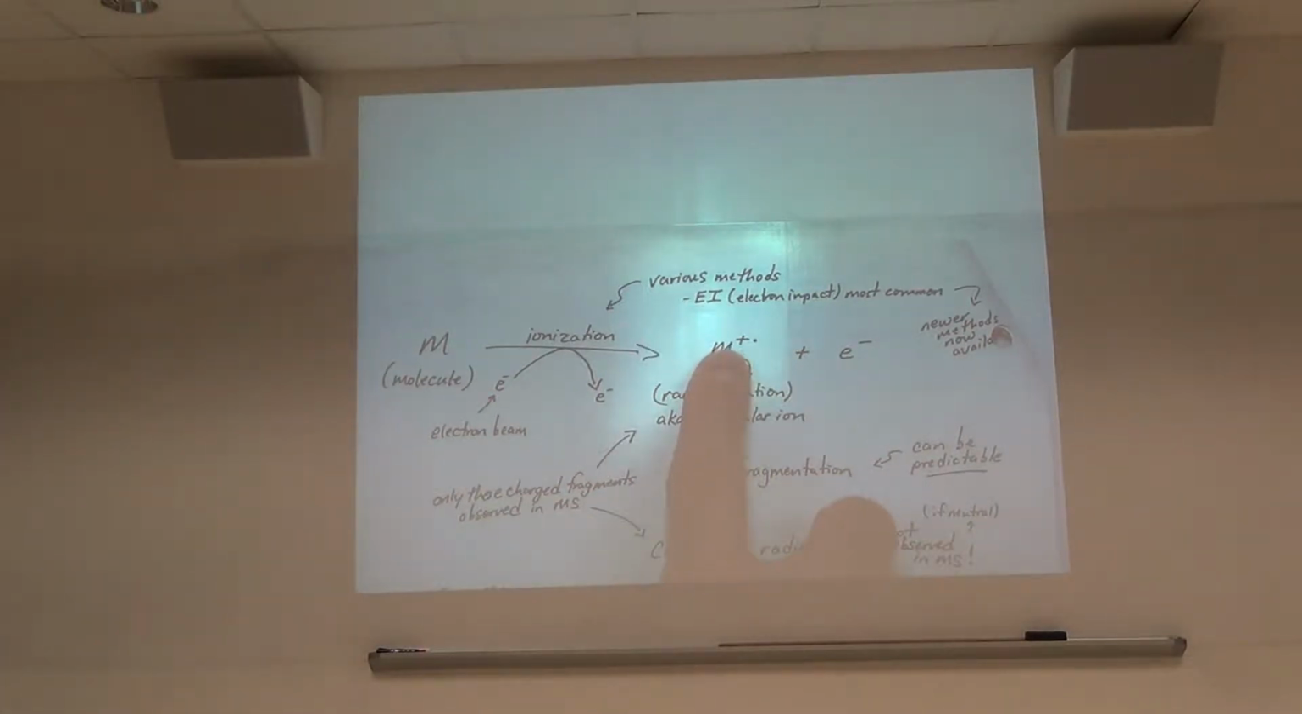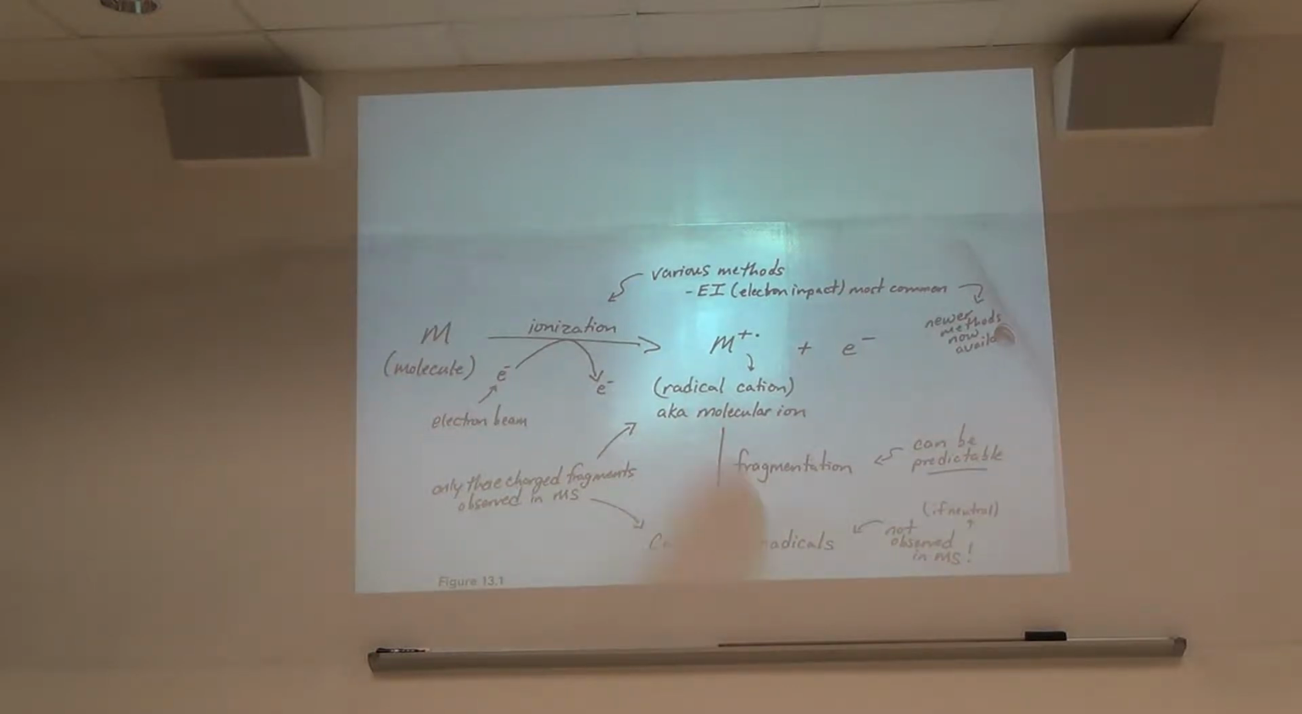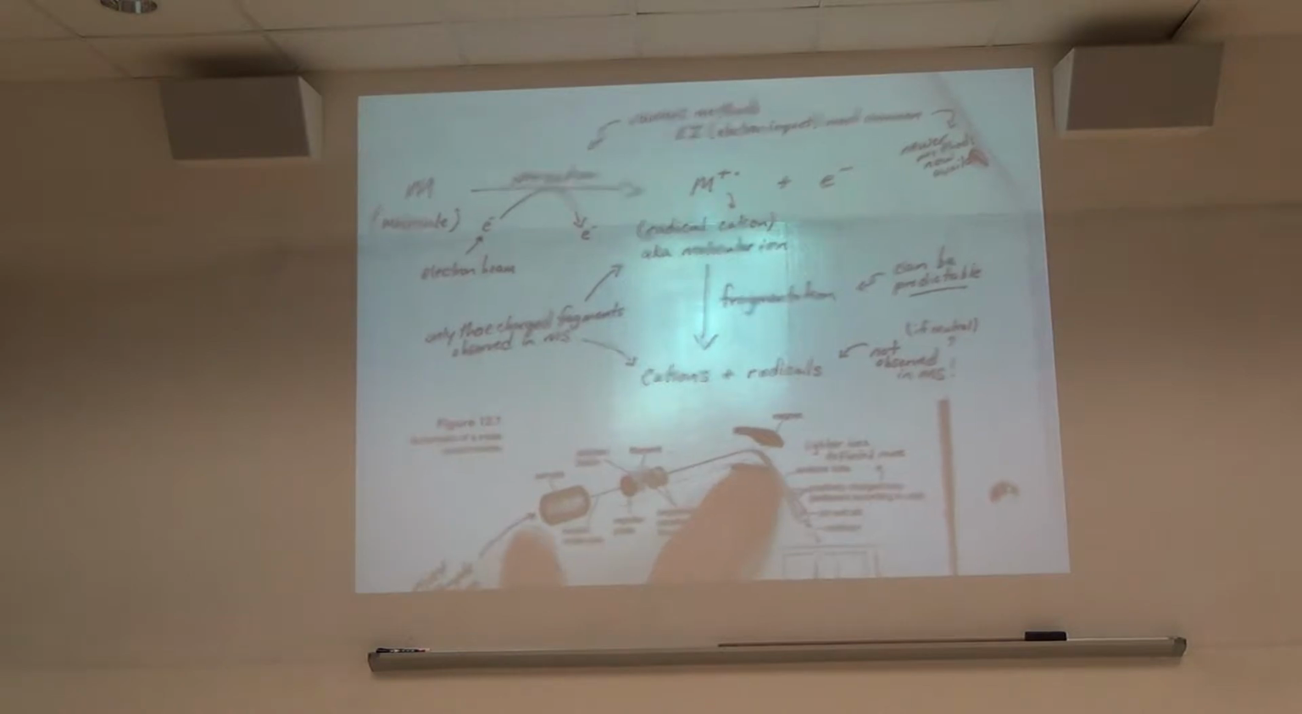Sometimes that's just denoted as M+, but please note that it is a radical. Single electron. Also known as the molecular ion, because this is really the molecule, but it's now an ion. This has the same mass as this, so the electron mass is negligible. This we can observe the mass of. This is called electron impact. You can only observe the mass of ions, and in particular positive ions known as cations. We'll look at how we observe the mass down here.